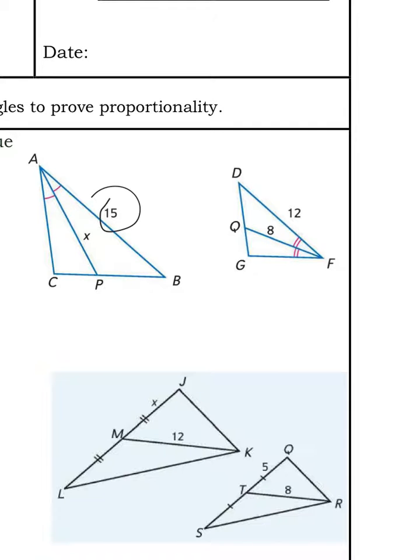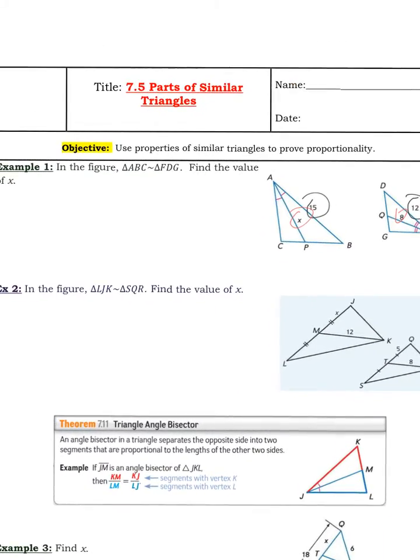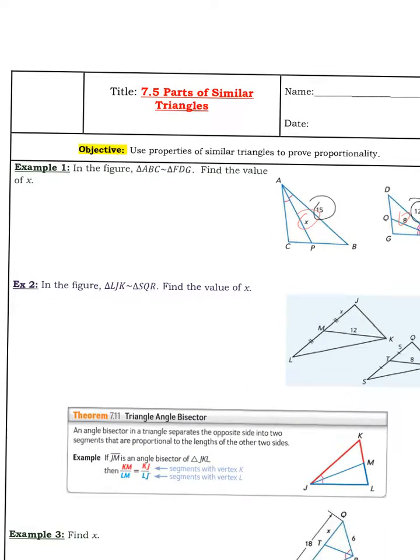So like 15's similar to 12, and x is going to be similar to 8. Okay, so you can set it up differently than I do, but you need to make sure you maintain the same order. So this is what I mean. If I go 15 over 12, that's using the left triangle over the right triangle. And then I'm going to write equals x over 8.